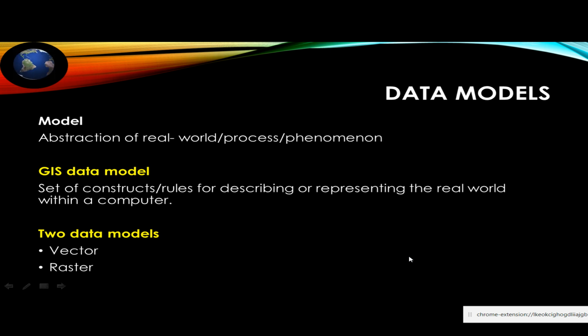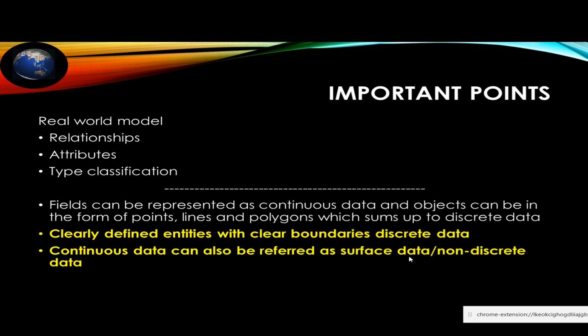So there are two types of data model, vector data model and raster data model. So I will explain the vector and raster data. It has been there in my another slide. And I'm just telling about real world model, will speak about the relationships, attributes and type classification.